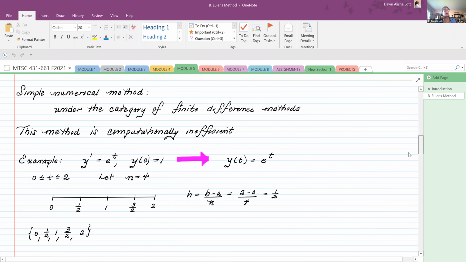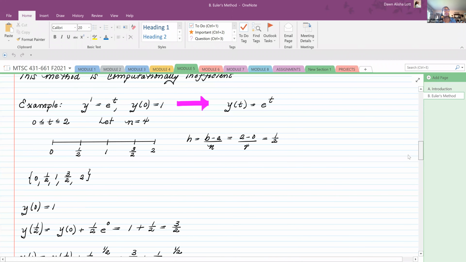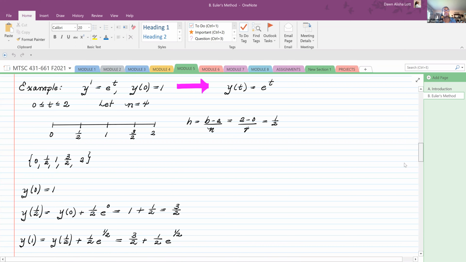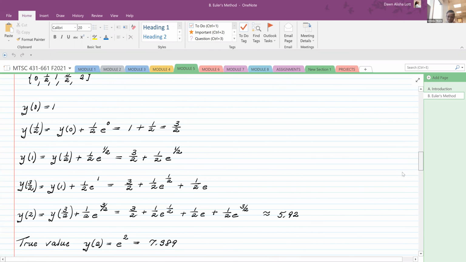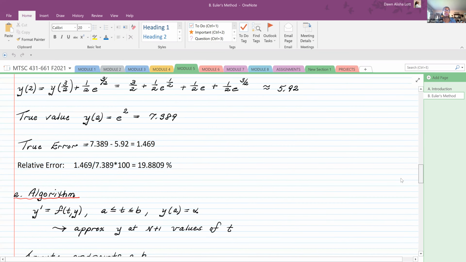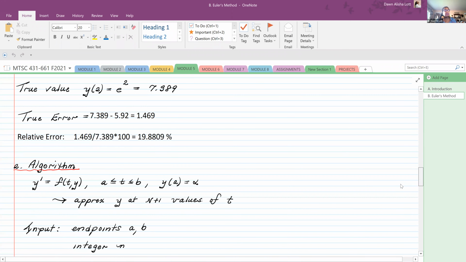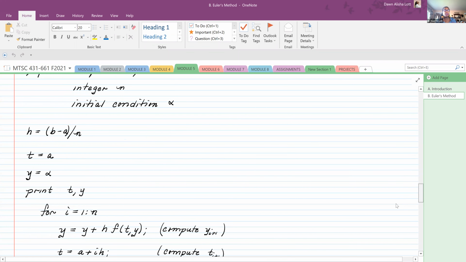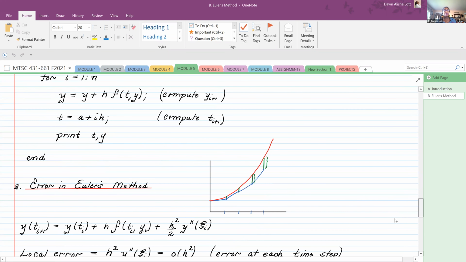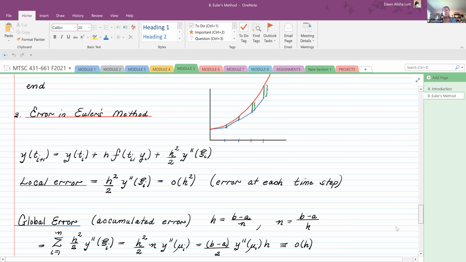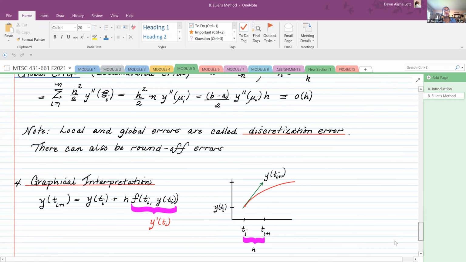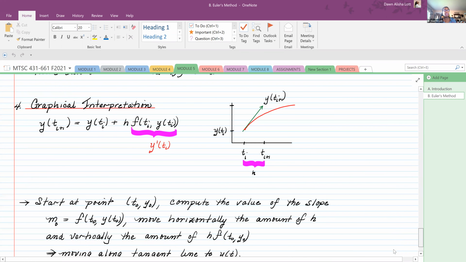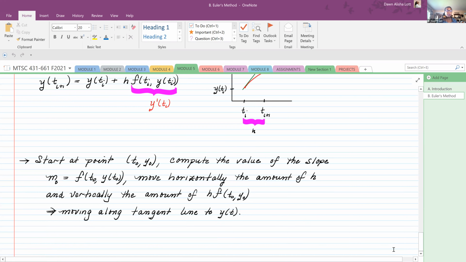I actually solved one problem with y prime equal to e to the t. And the error estimate was not the best. Then we went on to talk about the actual algorithm for programming it. Then we talked about the error in Euler's method. We did a graphical interpretation, and we had just gotten to the point where we were going to do another example.